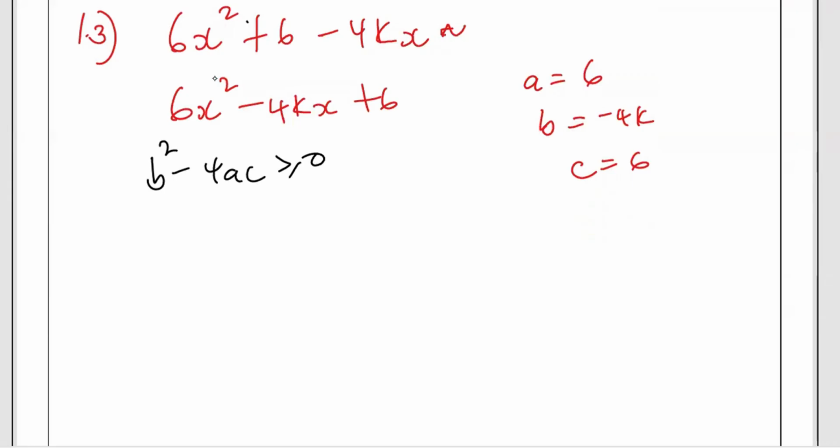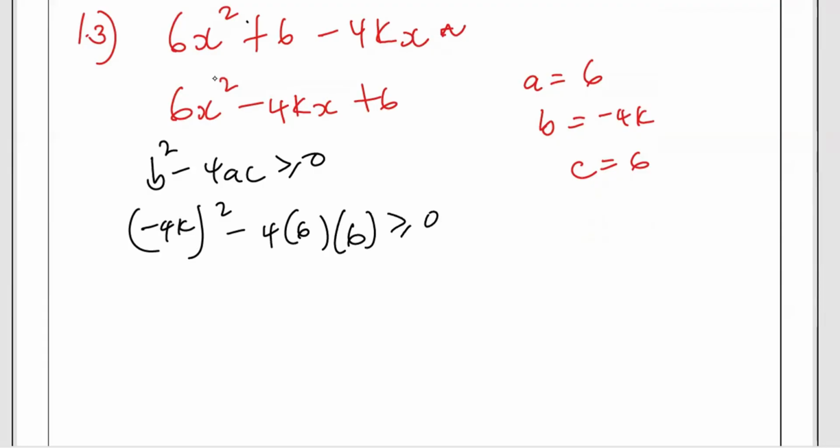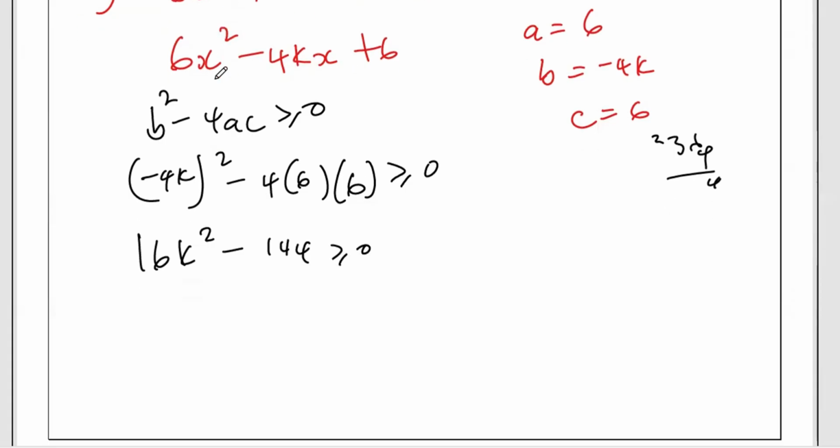Our b, we said, is negative 4k, so negative 4k squared, minus 4, the a is 6, and then the c is also 6. This must be greater or equal to 0. Okay, so 4k squared gives us 16k squared. What is 36 times 4? 36 and 4, that is a 2, 12, 14. So minus 144 is greater or equal to 0.